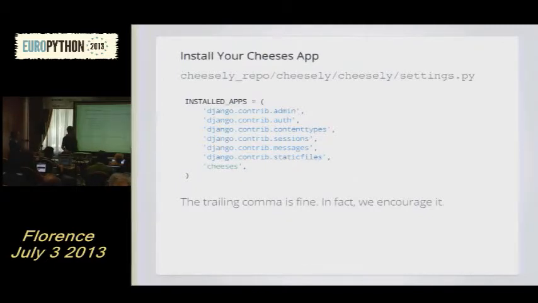So you're going to add a little app called cheeses. And there's this trailing comma. Please put that in. Anytime you're doing lists or tuples in Python, just get in the habit of always adding that trailing comma on the last element. It'll just save you a lot of grief if you remember to put it there. It's just one of the quirks of the language.